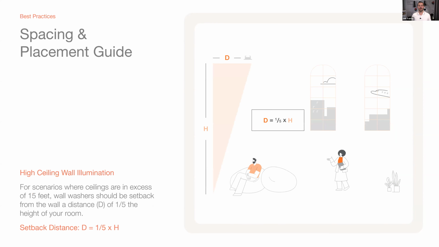One thing to consider if you do have particularly tall ceilings, you might consider going a little bit closer to the wall there, about 1/5 of the height of your room. So again, like in a 20-foot ceiling, or maybe let's say a 15-foot ceiling for easier math, you can stick around that 3 to 4 foot setback distance to still get a good even wash of light and maintain some intensity at the top of your beam.